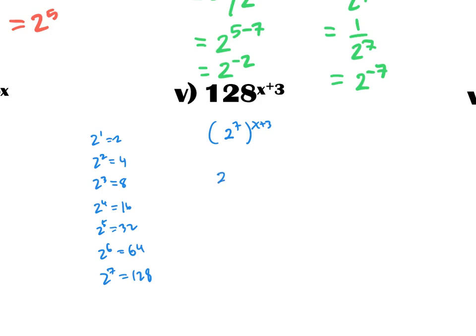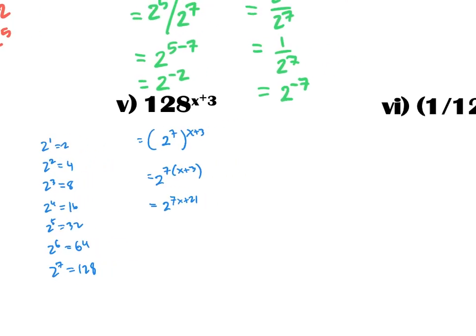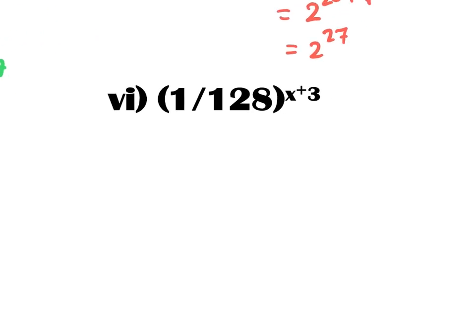That means I would have 2 to the 7 times the quantity x plus 3, which could be our final answer. Or if we expanded that, we would have 2 to the 7x plus 21. Either of those is very acceptable. Okay, 1 over 128 to the x plus 3.